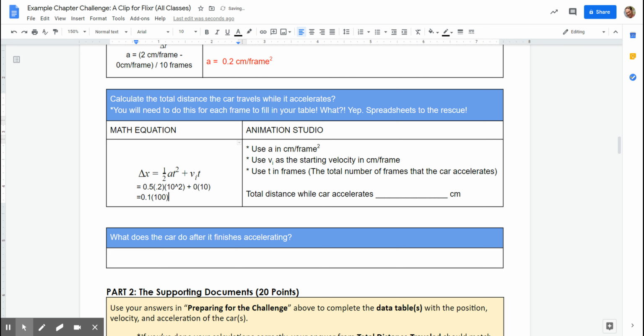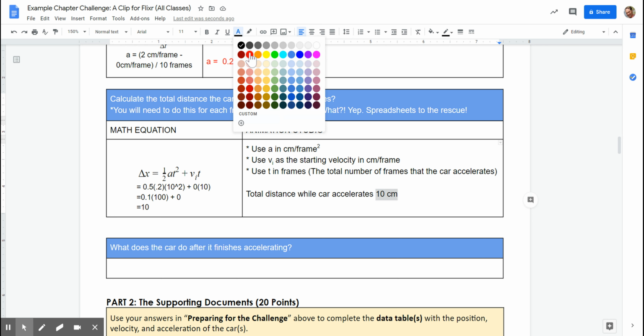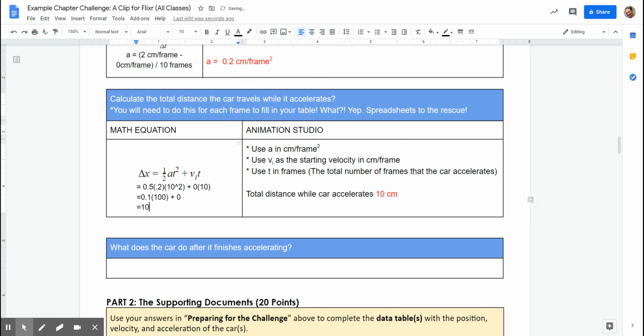What about this add piece on the end? Do I have to worry about that? Well, 0 times 10 is 0. So no, not really. So my final math is just to say, hey, what's 0.1 times 100? And the answer to that is 10. And this is my final answer. My change in position over that acceleration is 10 centimeters. That's it. So I move 10 centimeters during that entire acceleration. And that's the place I'm going to put my car at the end of the acceleration.